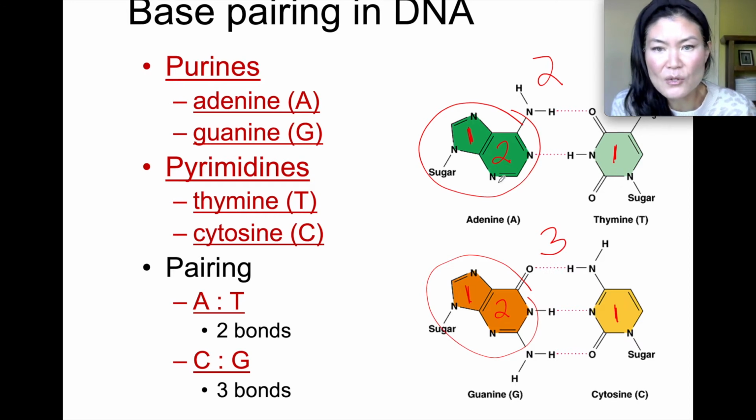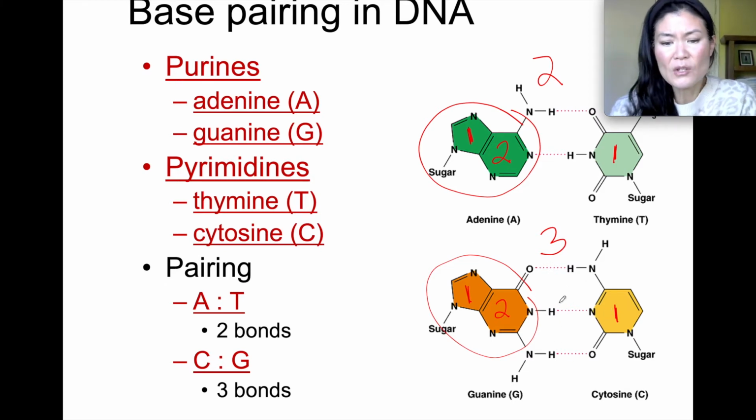Okay, and A goes with T. There are 2 hydrogen bonds. Guanine goes with cytosine. There are 3 hydrogen bonds. So between guanine and cytosine, it is a stronger bond only because there's 1 more hydrogen bond. But again, hydrogen bonds are pretty weak, okay?